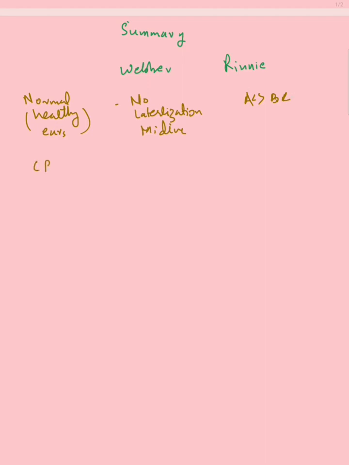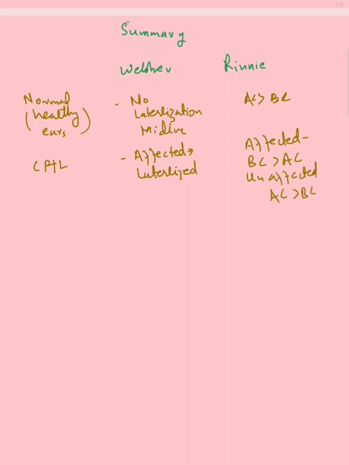And in conductive hearing loss, in the Weber, it will be lateralized to the affected ear. Then in the Rinne test, in the affected ear, bone conduction is going to be greater than air conduction. And in the unaffected ear, air conduction is going to be greater than bone conduction.